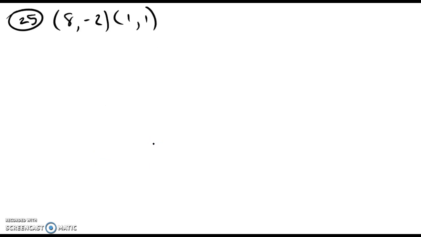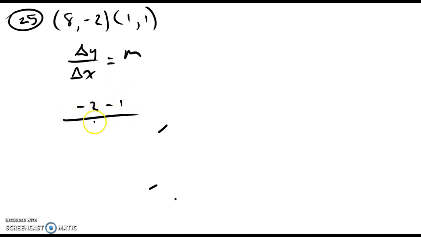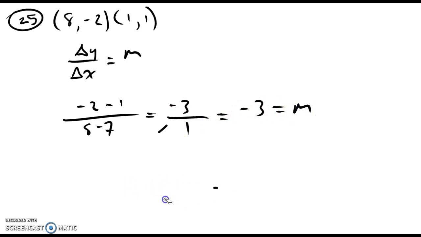And finally, I'll do number 25, which mirrors number 24 through 35. So let me solve this. I'm going to do my change in y over my change in x is equal to my slope, and that's what the book asks us to find for number 25. So I'm going to do the change in y, negative 2 minus 1, over the change in x, which is 8 minus 7. And I wind up with negative 3 over 1, which is equal to negative 3, which is my slope, which is equal to m. Let me clean this up here. And that's the answer to number 25.